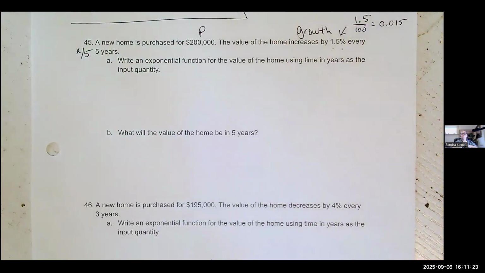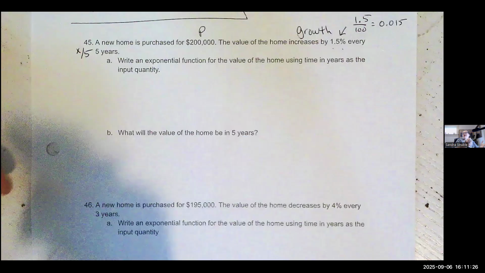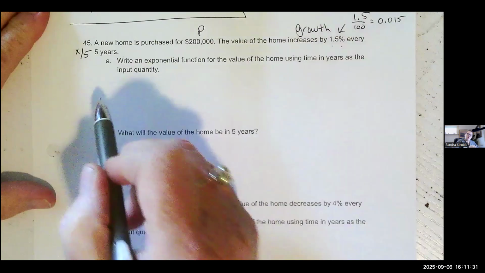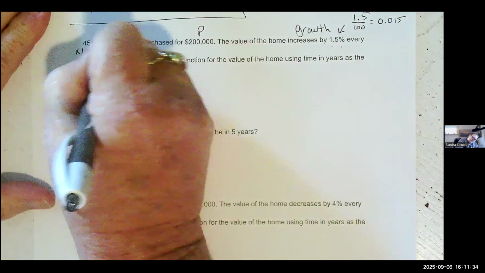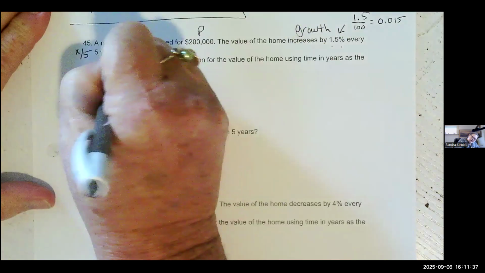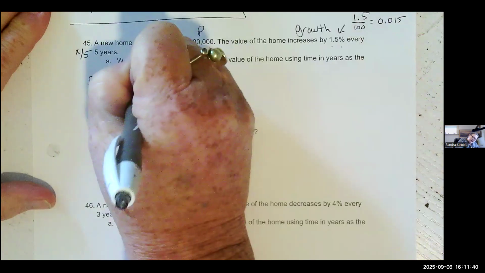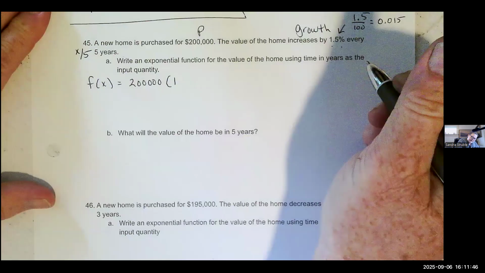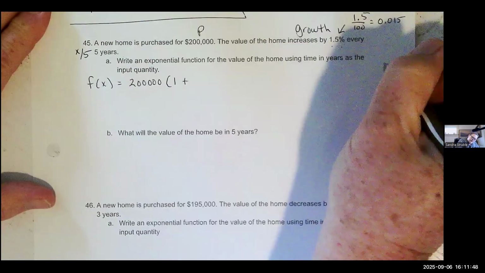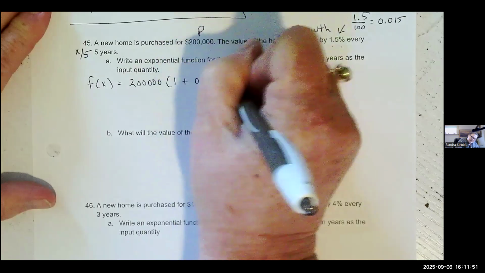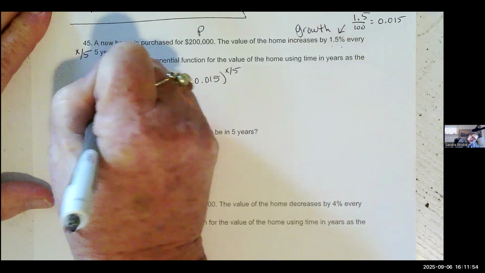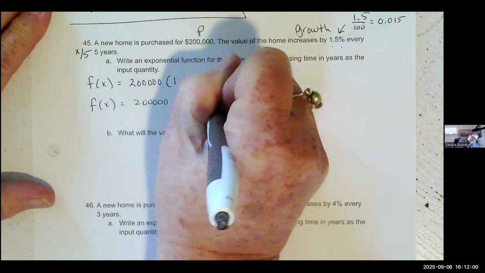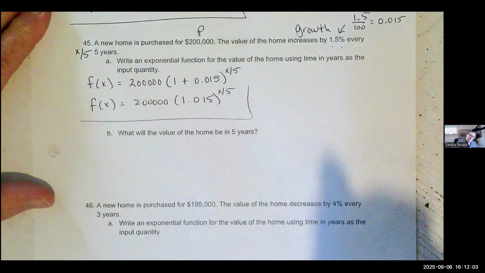I should make you pause and do this yourself. Hindsight. You pause now. Write an exponential function for the value of the home using time in years as the input quantity. So f of x, they don't tell us to use a t. Our initial value is 200 grand, times 1 plus 0.015, and my exponent is x divided by 5. Tidy this up, simplify: 1.015 to the x over 5. So there is my exponential function.